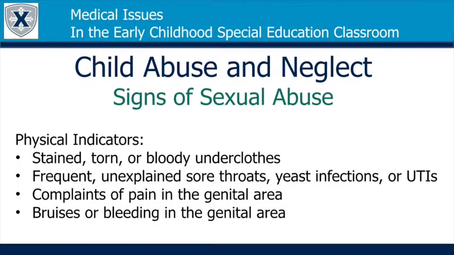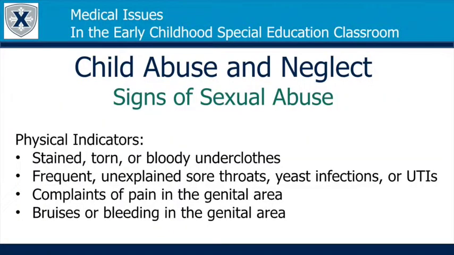Physical indicators of sexual abuse would be stained, torn, or bloody underclothes. The student could be having frequent, unexplained sore throats or yeast infections or UTIs. And another thing with that too is if your student is incontinent and they're in diapers, or if you have to change their clothes, another thing to note if you suspect sexual abuse is if you notice any unusual discharge or any unusual visual sores or a foul odor coming from that area, then that would be a warning sign that they could maybe be being sexually abused.